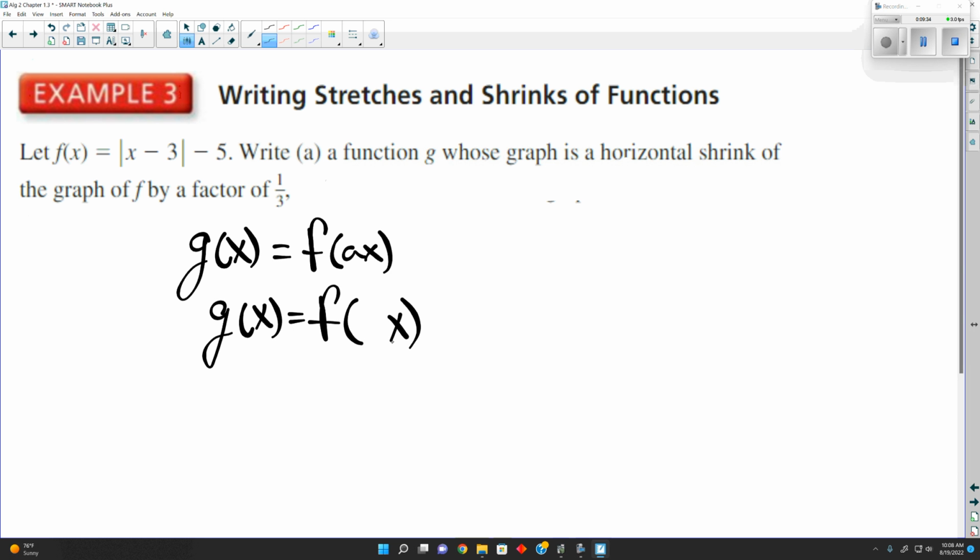And this time a is what? A is 1/3. So if I flip 1/3, what does it become? 3 over 1, or 3. Because whenever we talk about horizontal stretch or shrink, the factor that we plug in for a is 1 over whatever we have, or we're flipping it. So here it becomes 3. Any questions on this here?